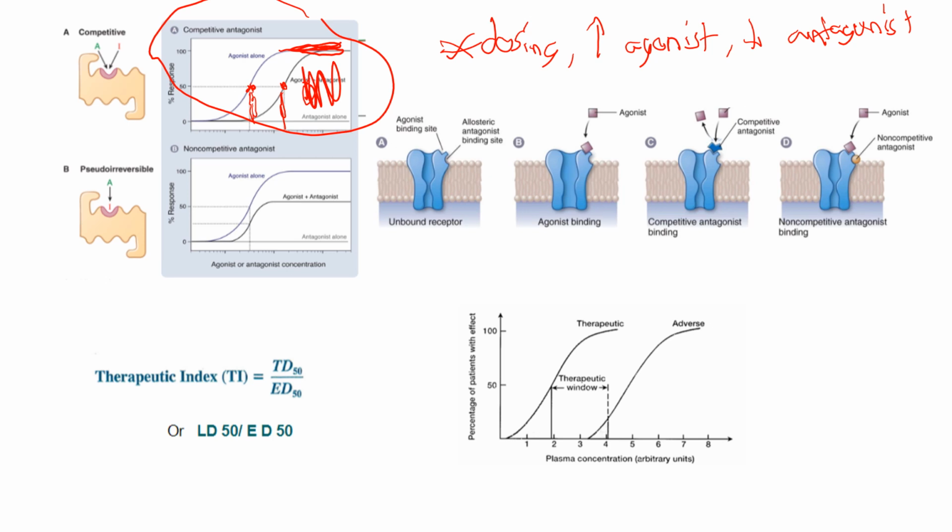And these are usually the reversible bonds, right? It's usually hydrogen bonds or van der Waals interactions. A different type is the non-competitive antagonist, or irreversible antagonist.